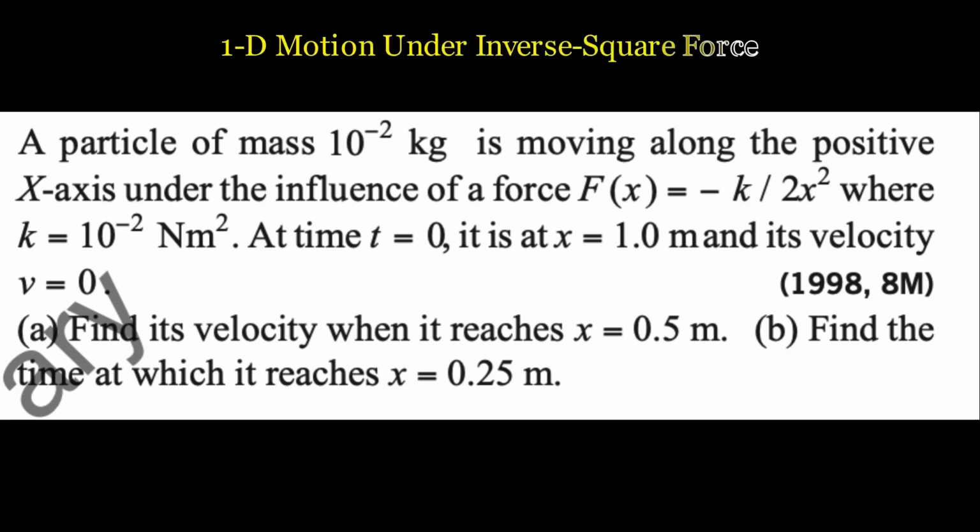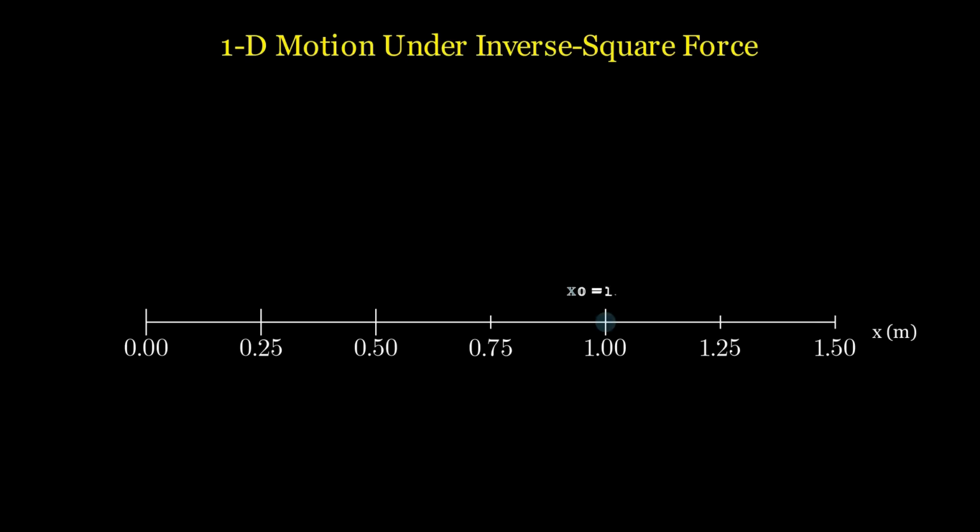Welcome to this fascinating problem involving a particle under an inverse square force. We have a tiny 10-gram particle, initially at rest at the 1 meter mark on the positive x-axis. The force acting on it is attractive and goes like negative k over 2x squared, always pulling it toward the origin. Let's identify what we're given.